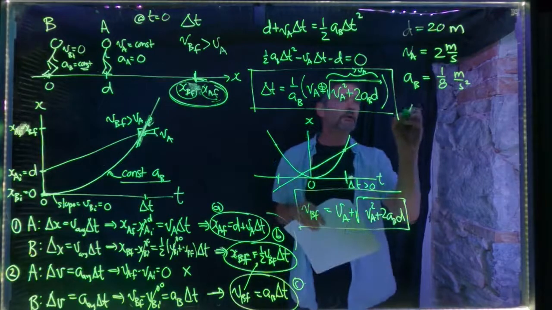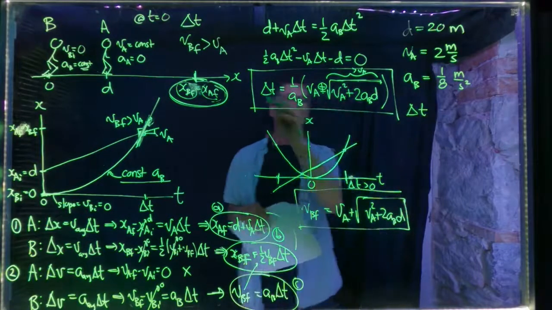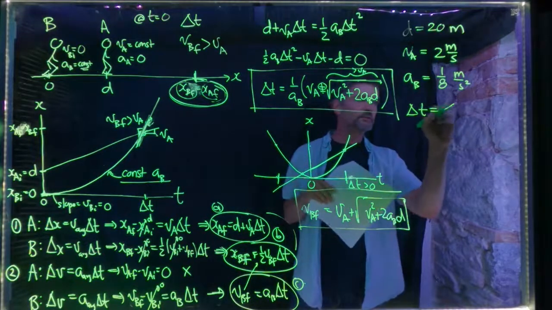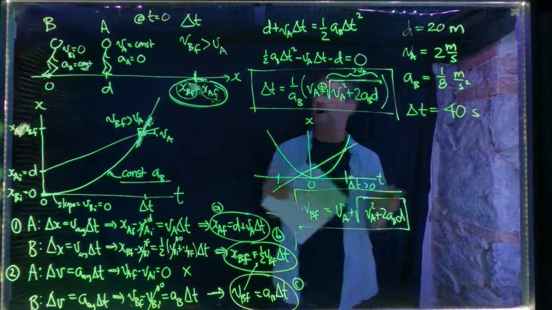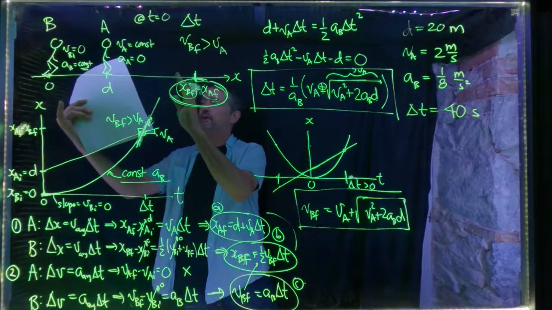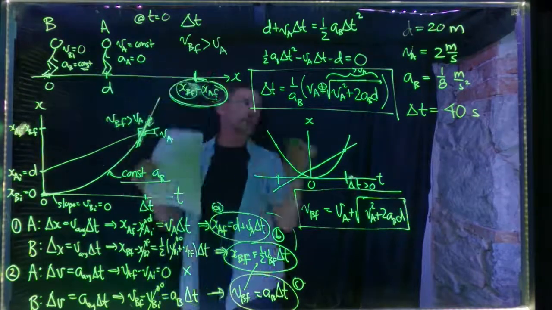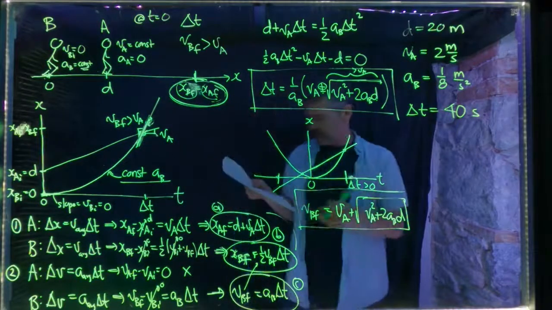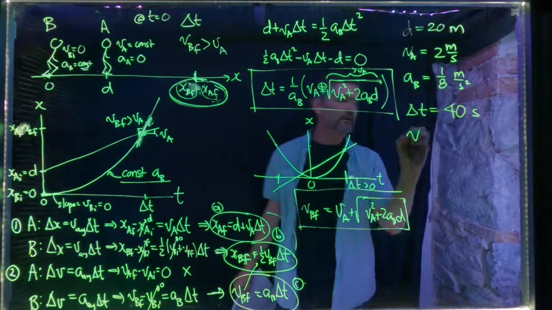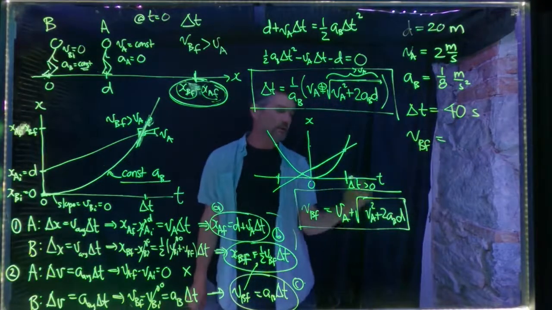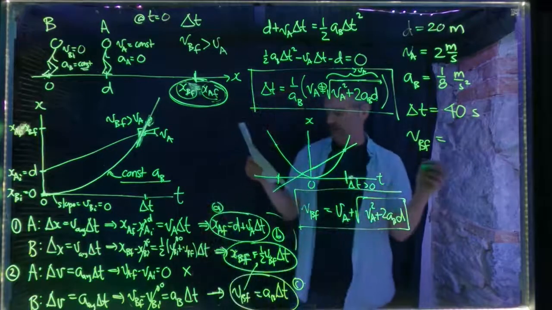So then you can figure out delta t, plug those numbers into this formula, and you get that delta t is about 40 seconds. You can imagine, she starts 20 meters ahead, she's moving at 2 meters per second, and they finally catch each other after about 40 seconds. So that seems to make sense, roughly. And what else? V Bob final. So you work out v Bob final, plug everything in here, and what do you get? You get about 5 meters per second.